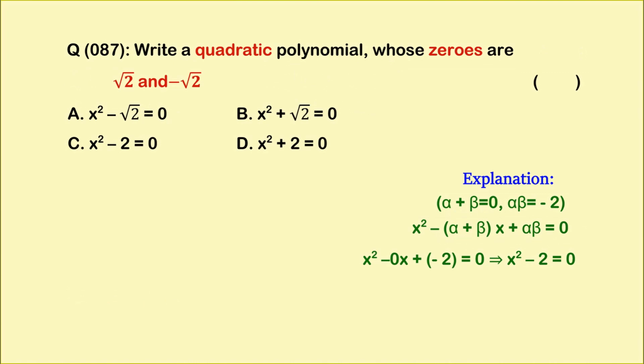Question number 87. Write a quadratic polynomial whose zeros are root 2 and minus root 2. If you take the values of alpha plus beta, root 2 minus root 2 get cancelled and the value of alpha plus beta will be 0. So alpha into beta is nothing but root 2 into minus root 2, that is minus 2. So you substitute the values of alpha plus beta and alpha into beta in the given expression, x square minus of alpha plus beta x plus alpha into beta is equal to 0. We will get x square minus 0x plus minus of 2 equal to 0, that is x square minus 2 is equal to 0. So the right answer is C.